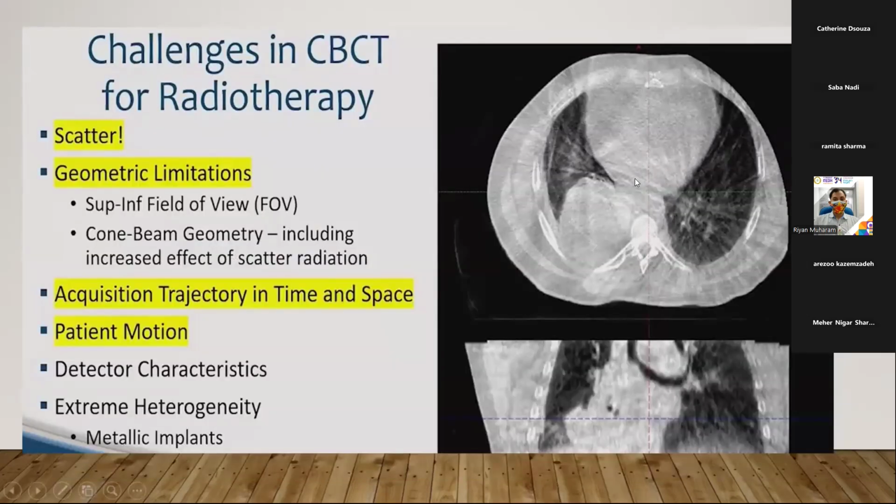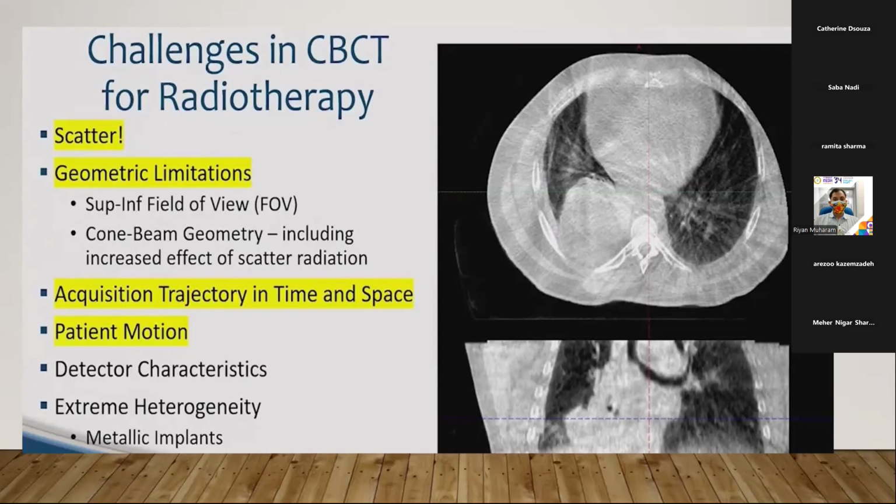Here in this pictorial presentation, we can see how the scatter comes when we capture the CT. The basic challenges in CBCT for radiotherapy are scatter, then the geometric limitation of the field of view. The superior-inferior field of view is sometimes cut if a large field of view is required. Then cone beam geometry, including the increased effect of scatter radiation, and acquisition trajectory in time and space.